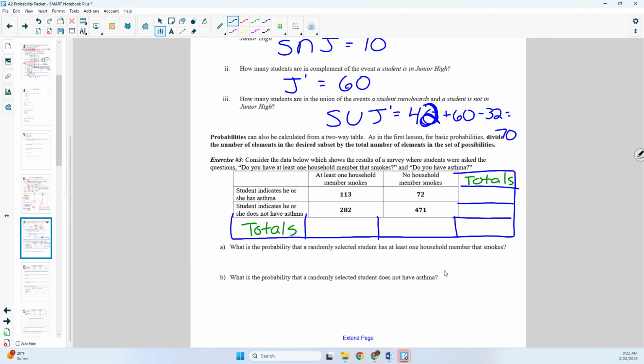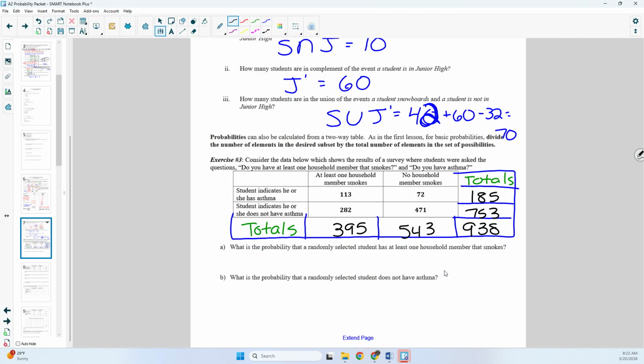So I'm going to add these two up and see what I get. So looking at this, I have the 113 plus 282, and that adds up to 395. This one adds up to 543. 938 as my two totals add up. 185 and 753 as I add across, and that does also add up to 938.